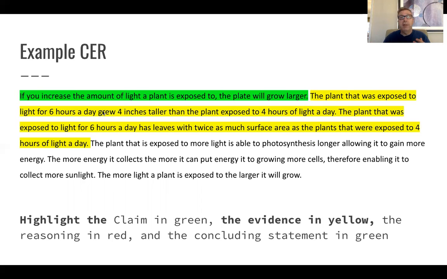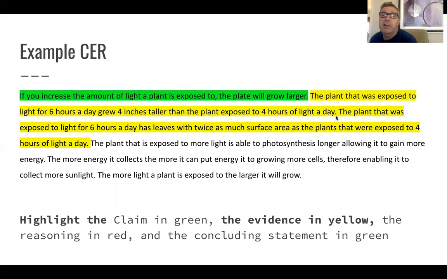So again, this evidence supports your claim. So here's your quantitative, right? Because it grew 4 inches taller than the plant exposed to 4 hours of light. If you just said it grew taller than the plant, that would be your qualitative, but we need quantitative. So tell me a number.